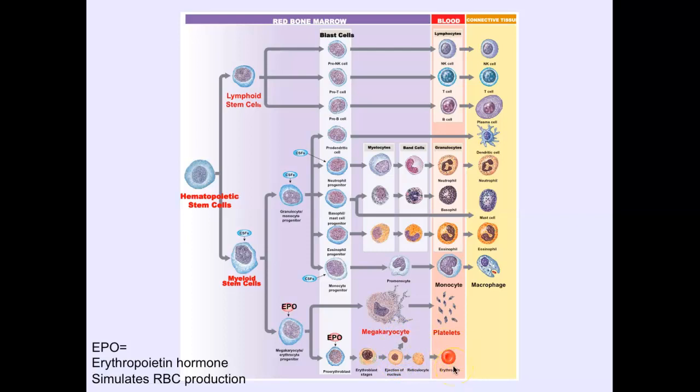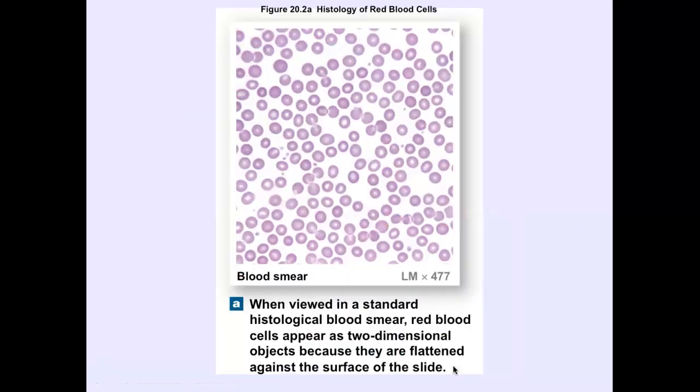And because it is enucleated, it only survives in your circulation for about 120 days. So after about 4 months, your red blood cells are destroyed, and they're destroyed in 2 organs, the liver and also the spleen. Okay, so when we talk about the liver and we talk about the spleen, this will come up again. All right, so let's take a look at the red blood cell histology slide.